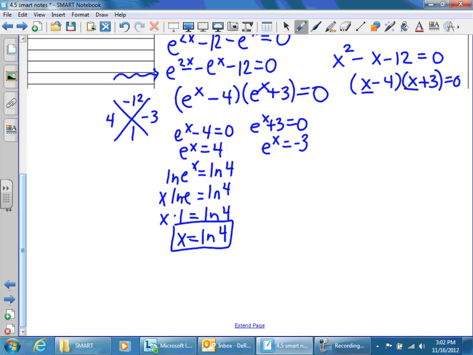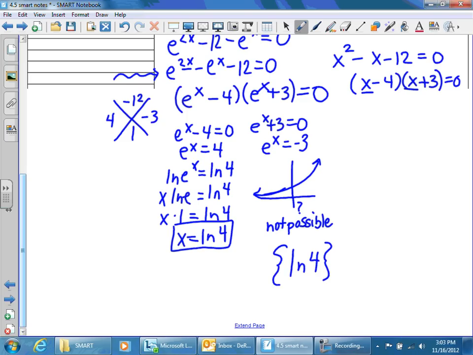Let's look over at this other guy, e to the x equals -3. Is that even possible? Think about what the graph of e to the x looks like. Can you ever get an output that is negative? So this is not possible. So the only solution that you have that will work is ln of 4.